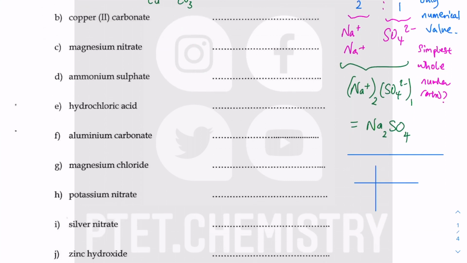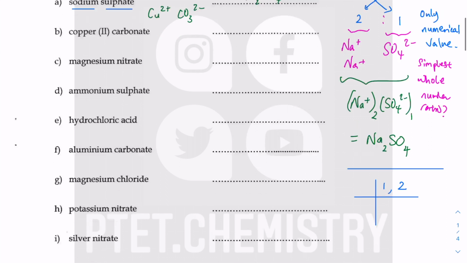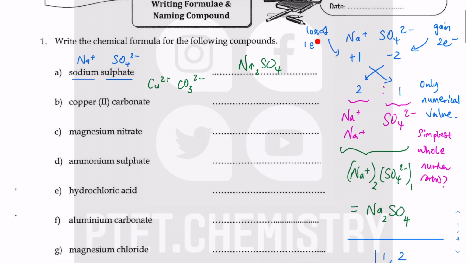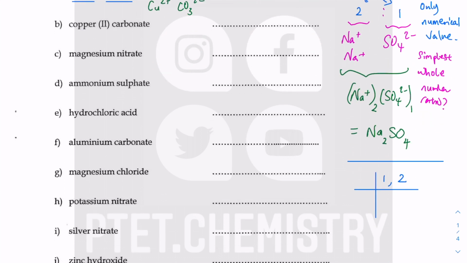So what happened then is you have a +1. Actually, we look at the numerical value only. 1 electron loss, 2 electron gain. 1 electron lost because of the charges, 2 electrons gained because of the charges. 1 electron loss, 2 electron gain. What is the lowest common multiple?